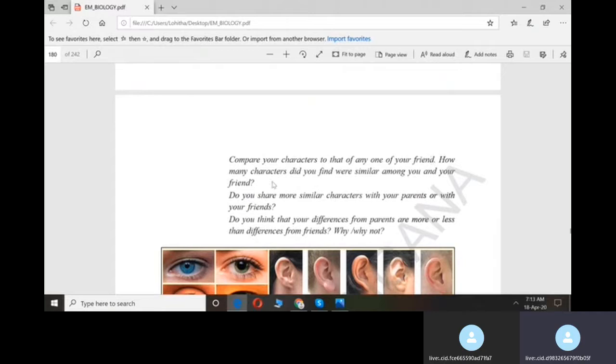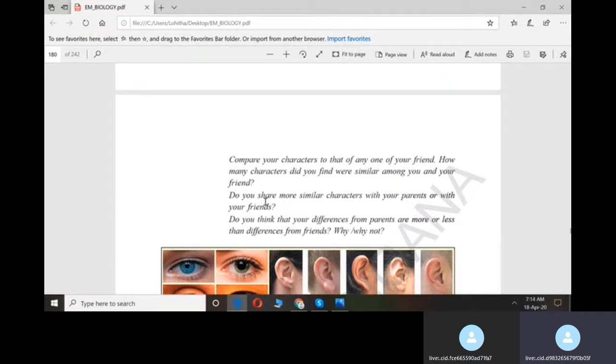How many characters did you find were similar among you and your friend? Some of your characters may be matching, but not many, as we do not have the same common parents. Maybe some, very few, but they are different. Slight changes will be there, but the match will be more only with characters from your parents or ancestors, not with your friends.